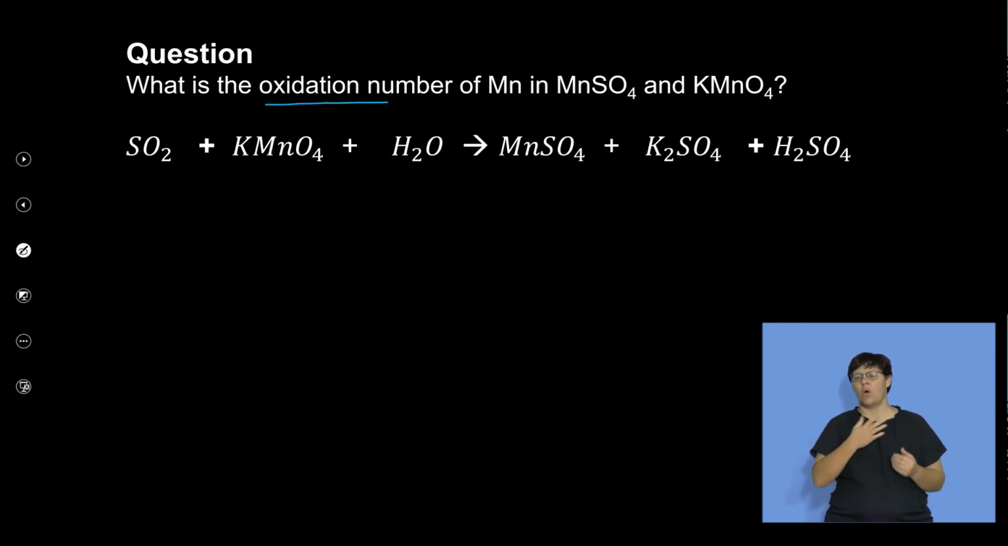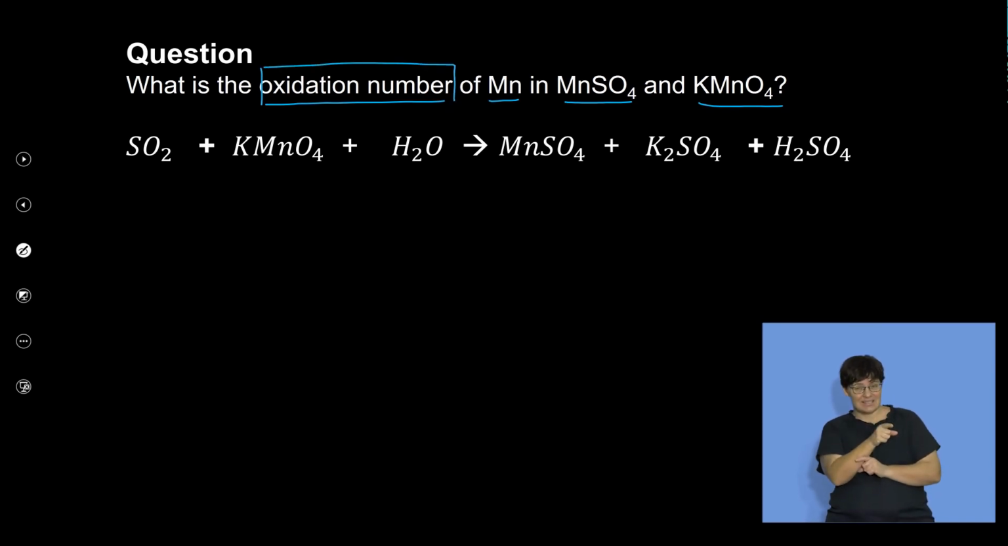Now it asks, what is the oxidation number of manganese in manganese sulfate and in potassium permanganate? So this is about chemical formulas as well. But because the focus is on oxidation numbers, this takes us to the rules of assigning oxidation numbers. We know that the total for a compound, which is a pure substance, is equal to 0.